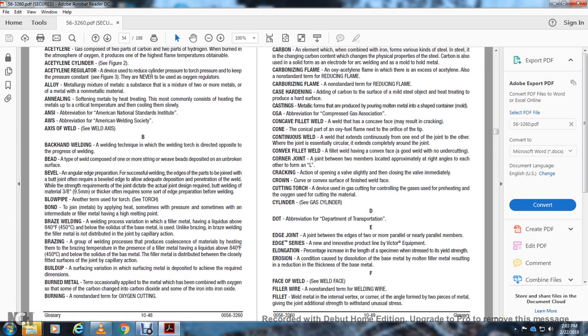Backhanding, a welding technique in which the welding torch is directed opposite to the progress of the welding bead. Bead, a type of weld composed of one or more string or weave beads deposited with an unbroken surface.